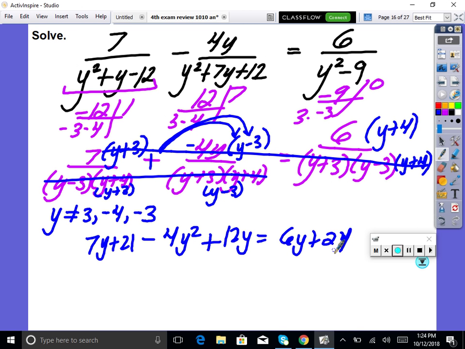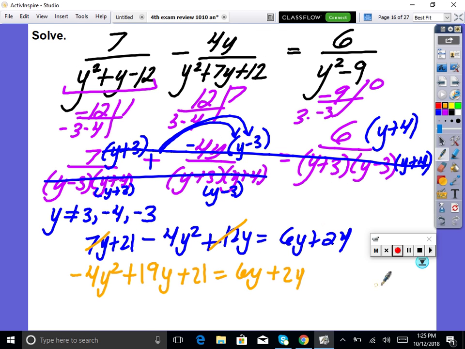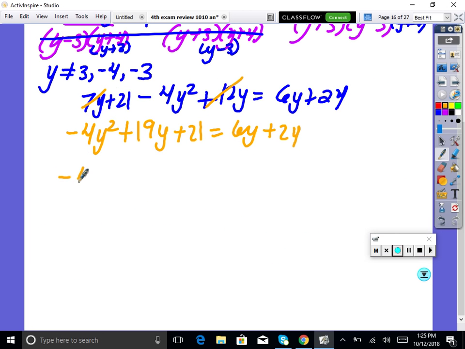So you have a quadratic. You need to get it set equal to 0 and solve by factoring. So we have a negative 4y squared, 7y plus 12y, 7, 8, 9, that's 19y plus 21 equals 6y plus 24. So we got to get it set equal to 0, right? So we have negative 4y squared, and then we subtract 6y and subtract 24. So then that's 13y.